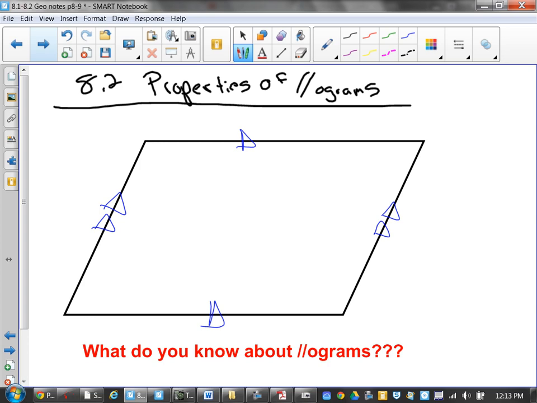All right, so if opposite sides are parallel, what else about the sides can you tell? You might remember. Who said it? You did. I didn't say anything. Opposite sides are also congruent.